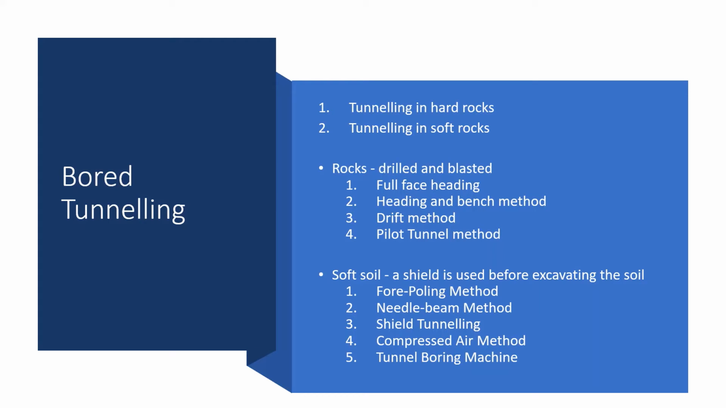In the case of rock, the different methods are full face heading, heading and bench method, drift method, and pilot tunnel method. Whereas in the case of soft soil, at every point of time after excavation, support needs to be provided. So a shield is used before excavating the soil for supporting the excavation process. This is the main difference between the two. In rocks, mainly we will drill and blast. We will drill the holes, fill them with explosives and then blast. That is the tunneling in hard rock. The different methods we will see in this video.